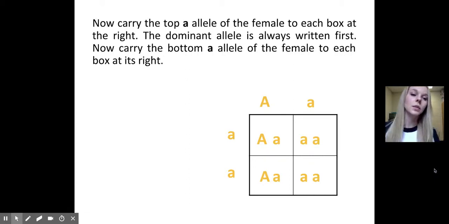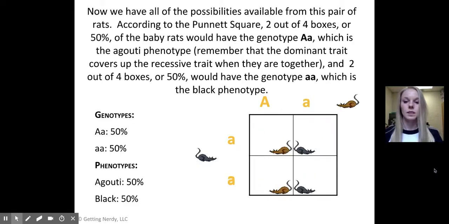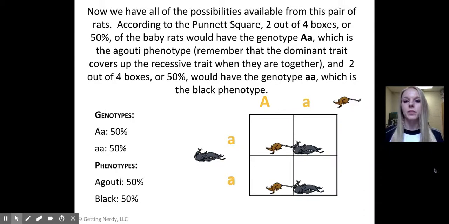Next, we're going to see what the actual phenotype would be since we have the genotypes. We have 50% big A, little a, and 50% little a, little a. This shows all the possibilities available for this pair of rats.